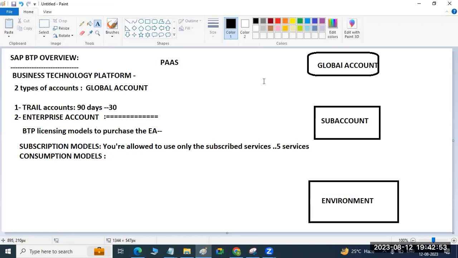Right? So under the global account, you will get the sub account. Under the sub account, you will deploy on the environment here. Environment is like the operating system. It is that kind of operating system you will deploy here.